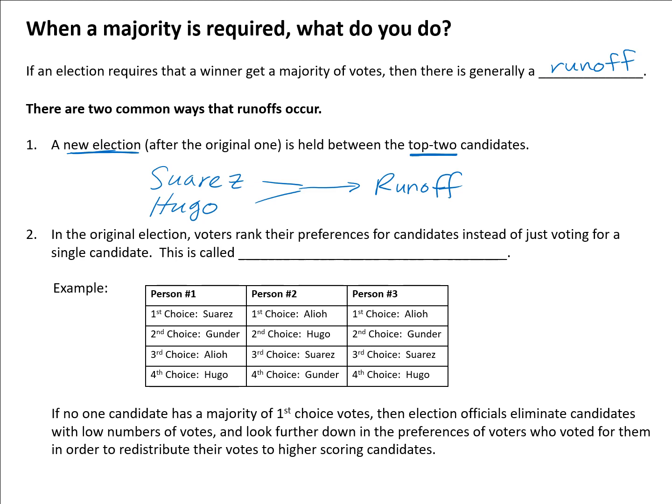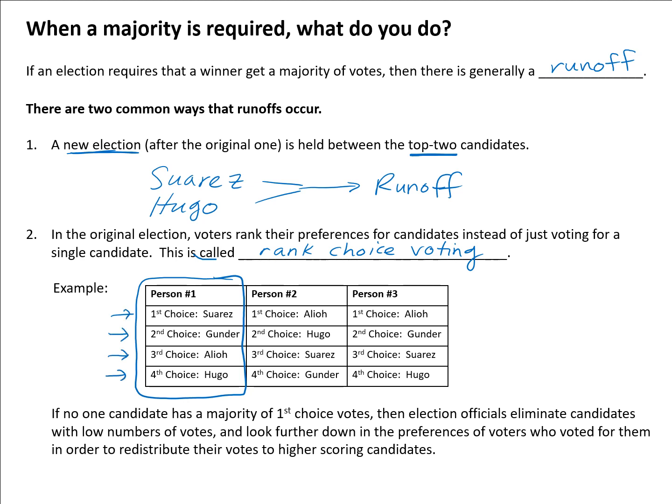Now, another way this can be done is that instead of having a brand new election, voters can rank their preferences for candidates instead of just voting for a single candidate. When you rank your choices, that's called ranked choice voting. And the ballot looks a little different. Instead of just checking off one candidate who you want to be the winner, you would rank the candidates in terms of who you prefer first, your second choice, your third choice, and your fourth choice.